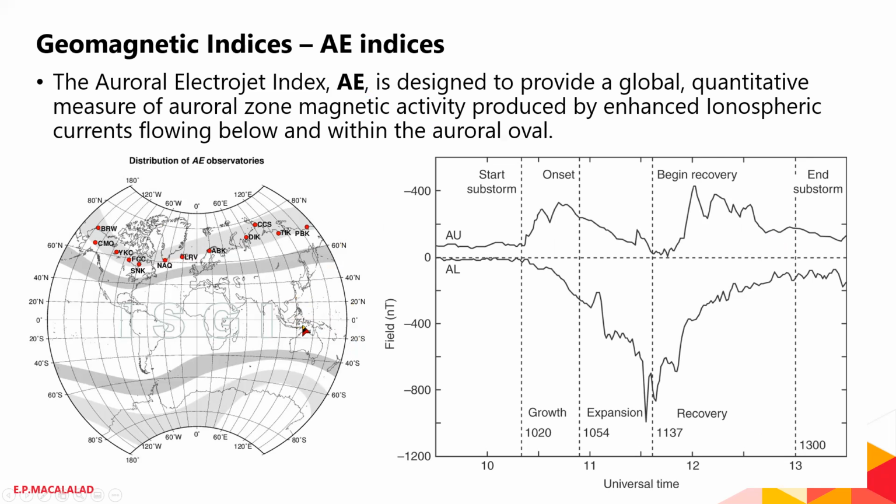There might be an increase in AE index, but it doesn't necessarily mean that we in the Philippines will be affected unless it is a very strong geomagnetic storm. The effect of the precipitation of particles that causes the aurora and causes these changes in the AE index is actually propagated from the aurora region towards the low latitude region.